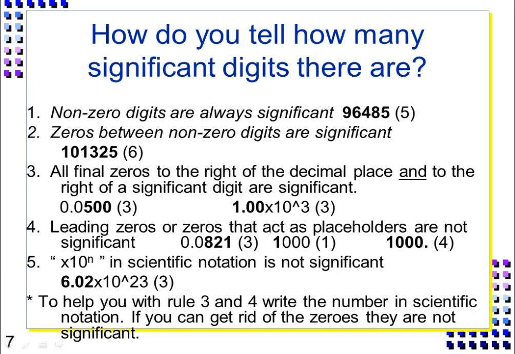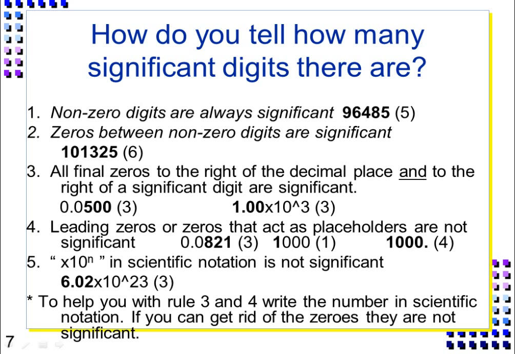So the first thing we want to do is figure out, if I'm looking at a number, how many significant figures are there in my number? So here are some rules to help you determine how many sig figs there are. The first rule says that any number other than 0 is considered significant.